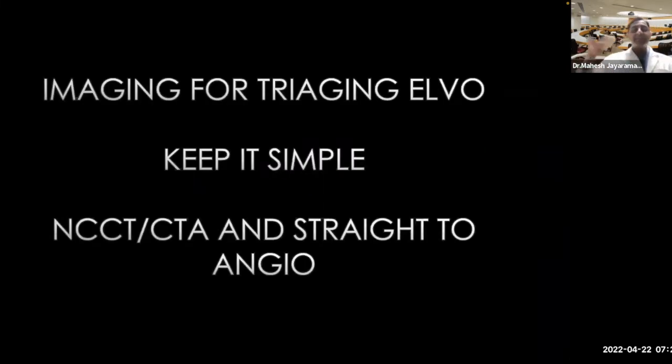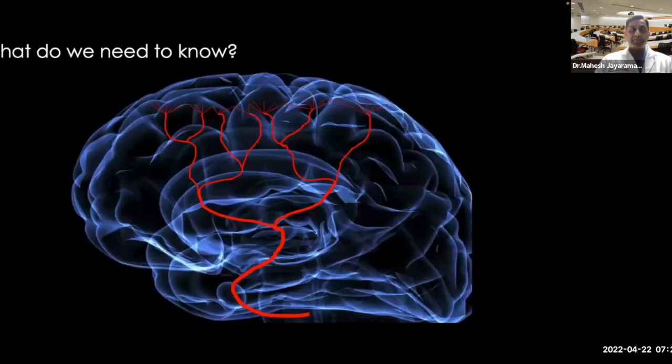So there are lots of different things we can do with imaging. This is the bottom line on my bias, and I'll get to why. I think that non-contrast CT and CTA is more than enough to triage patients in the vast majority of cases. Go from there to the angiography.